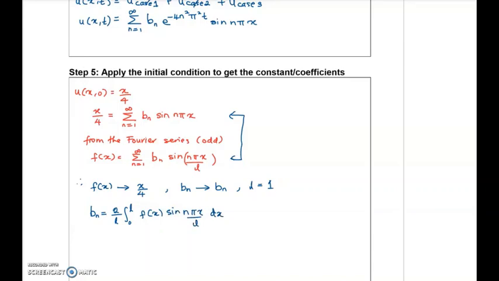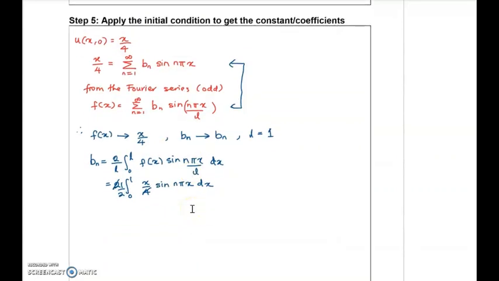Okay, so all of the elements that we want are given. L is 1, so we have 2 times the integral from 0 to 1, since 0 to L means 0 to 1. Our f(x) is x over 4, and then sine n pi x over L is basically sine n pi x over 1. So we are left with that. Okay, so 4 and 2 can be simplified, so basically we have 1 over 2 somewhere here. We can put that aside, so it comes down to the integral of x sine n pi x.